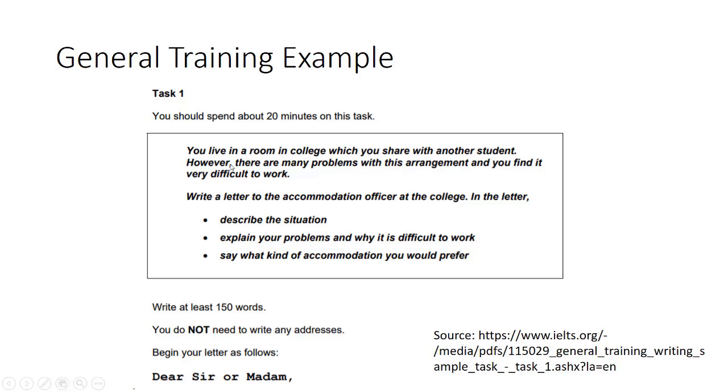Then it will always give you 3 bullet points. Bullet point number 1, bullet point number 2, bullet point number 3. And these, you're going to see why this format is very, very important.